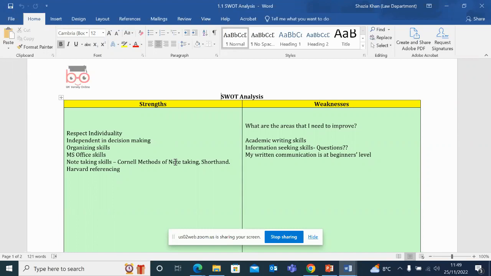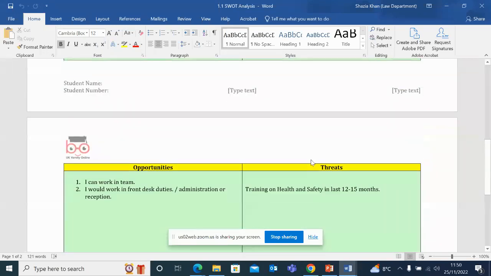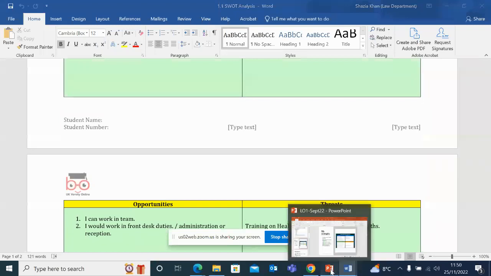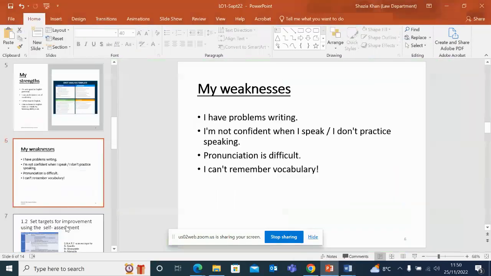So if you look at this, your strengths could be respect, individuality, independence in decision making, organizing skills, Microsoft Office skills, note-taking skills. And then some of your weaknesses could be academic writing skills, information skills, questions. So you have strengths and weaknesses, and this is an example of them. Then you've got some weaknesses here. I have problems writing. I'm not confident when I speak. I don't practice speaking. Pronunciation is difficult. I can't remember vocabulary.